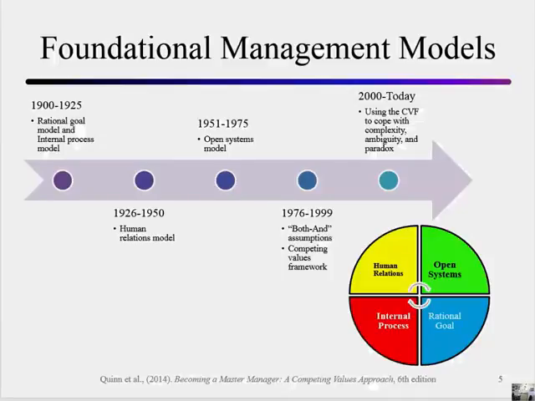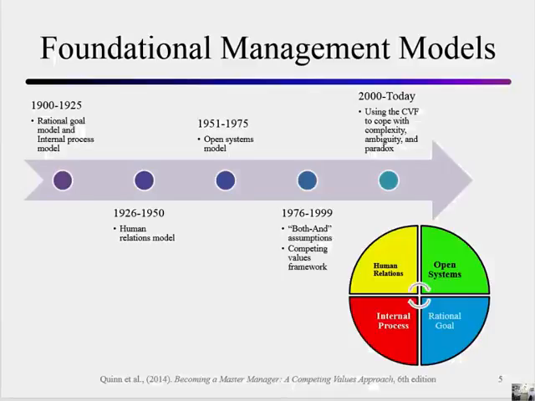So the rational goal model and the internal process model, they really get their start between 1900 and 1925. Then in 1926 to 1950, you have the human relations model come along, with a number of thinkers in this particular area. Mary Parker Follett is really important in this particular area. The open systems model in 1951 to 1975, where work really starts to change. Bureaucracies become really important. Organizations like IBM start to grow and be seen as best practice in management.